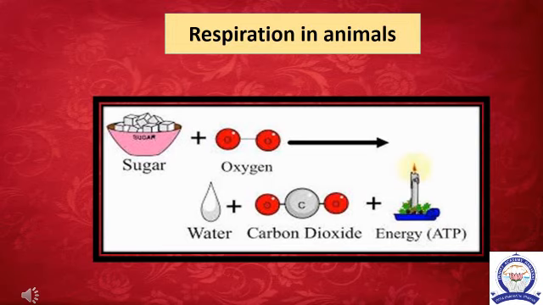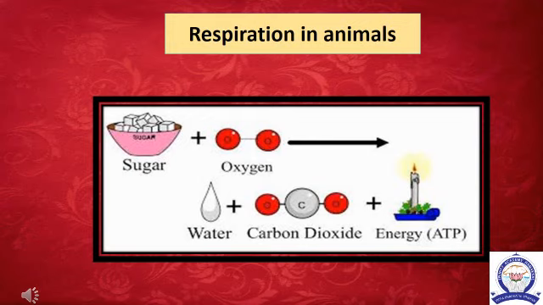Respiration in animals. When we breathe in air, the oxygen present in the air reacts chemically with the digested food within the body to produce carbon dioxide gas, water vapor, and energy. This energy is required to carry out many processes in the body, such as movement, growth, and repair. This process by which oxygen reacts with digested food to form carbon dioxide, water vapor, and energy is called respiration. The process can be represented as follows.